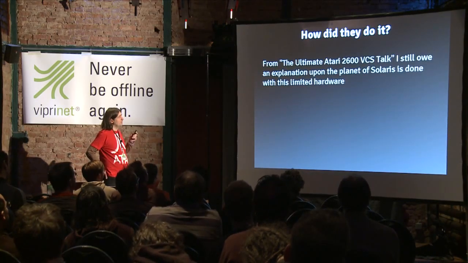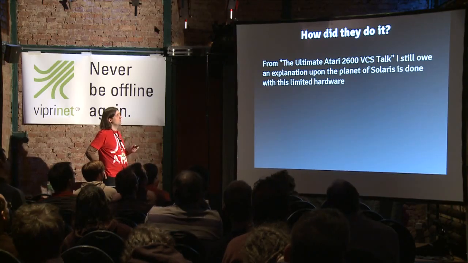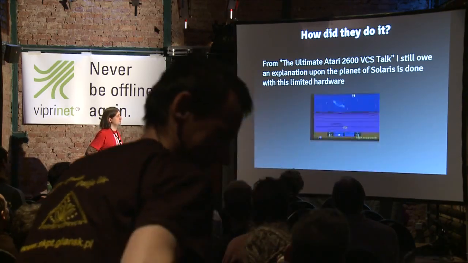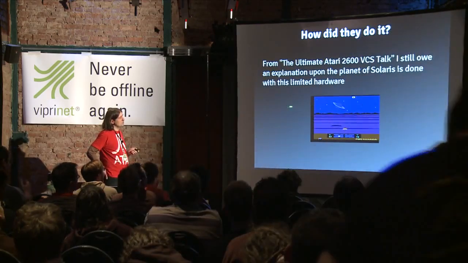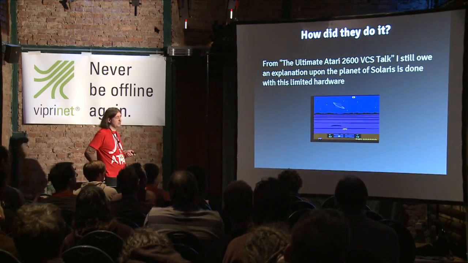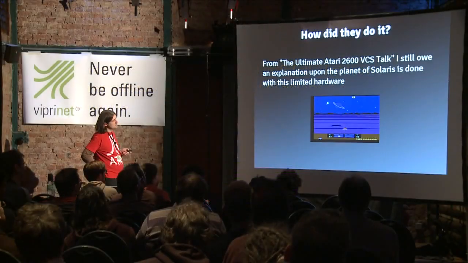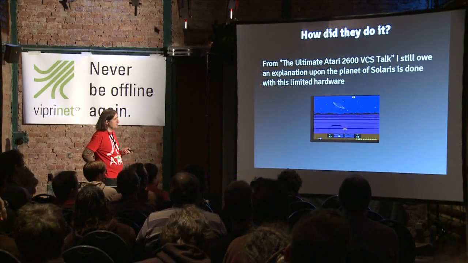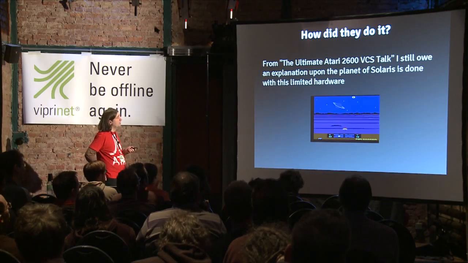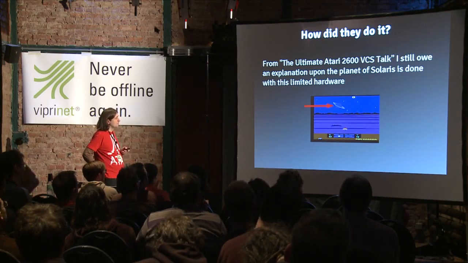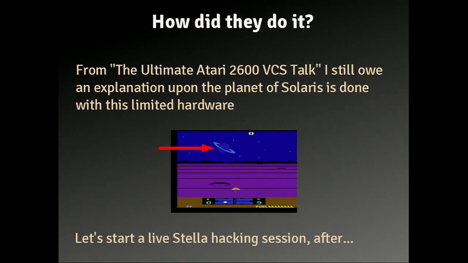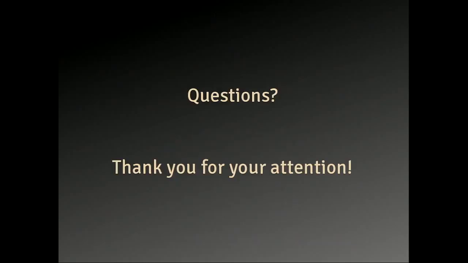So, I still owe from the last talk an explanation on how it's done. I chose one of the examples of the very late development. I really find impressive how this planet is drawn, because it is much wider than anything that I've known from the sprites. This one. And so we're going to show you how to use Stella to determine how this one is done, just after any left questions.